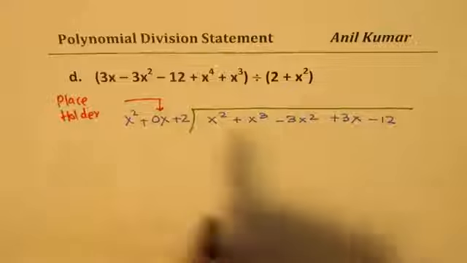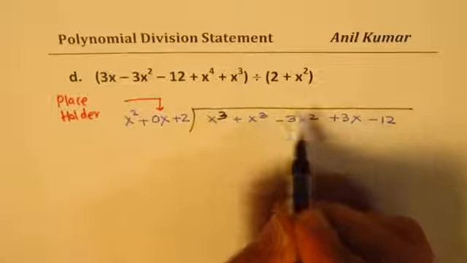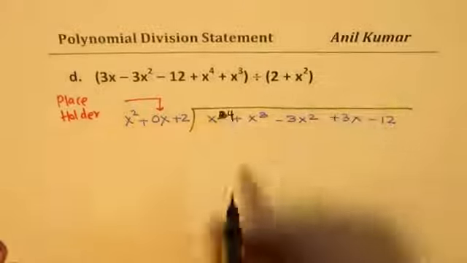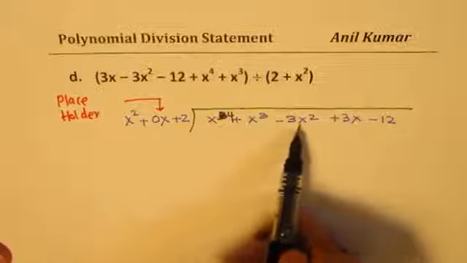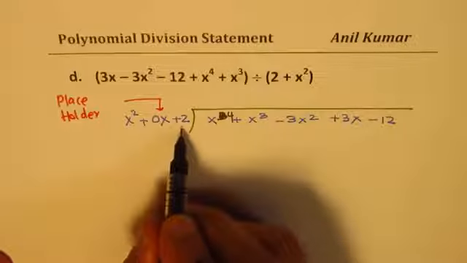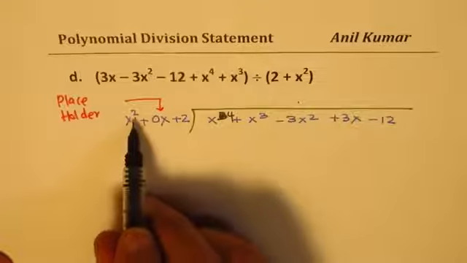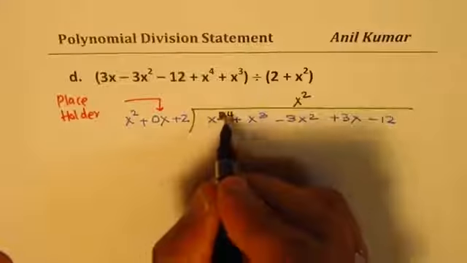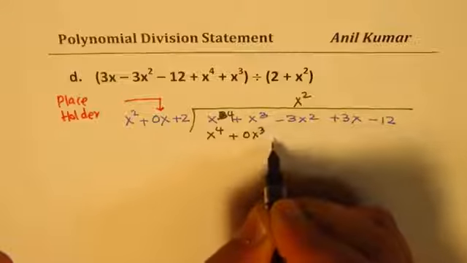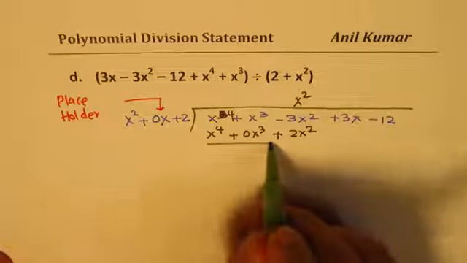And this is your dividend. First term is x to the power of 4, x cubed minus 3x squared plus 3x minus 12. That's correct. So let's begin. So we'll now engage three terms since there are three terms in the divisor. So here we are going to write what? x squared. Since we need x to the power of 4 here, right? Okay. So we get 0x cubed. Do you see the placeholder properly aligned? That is the significance of the placeholder.